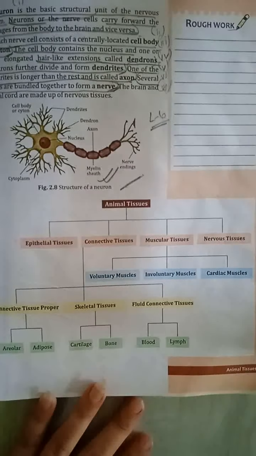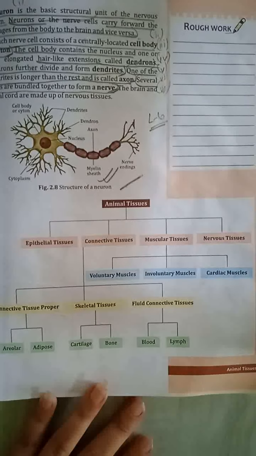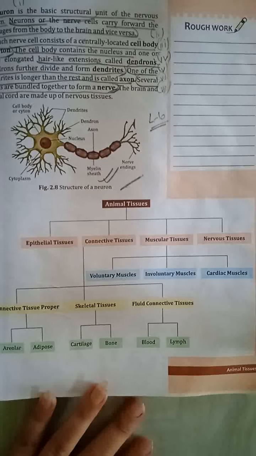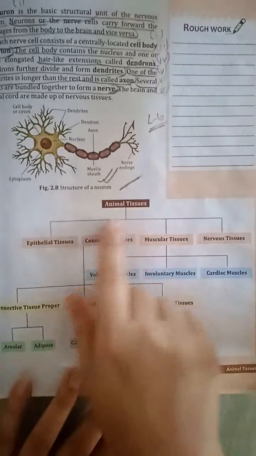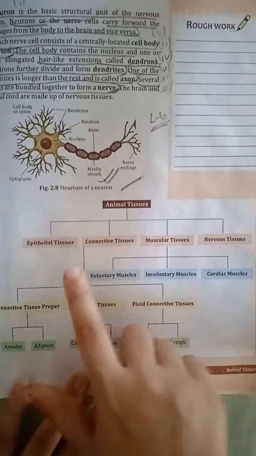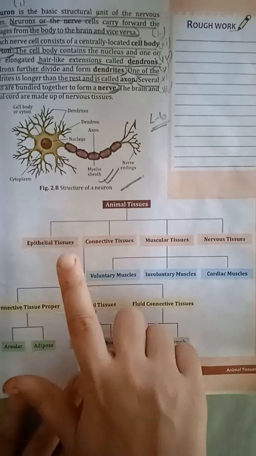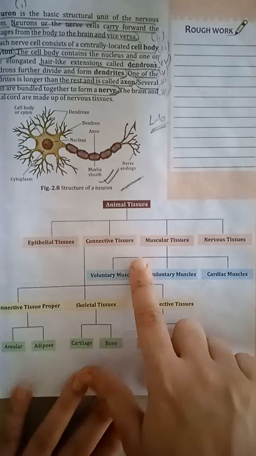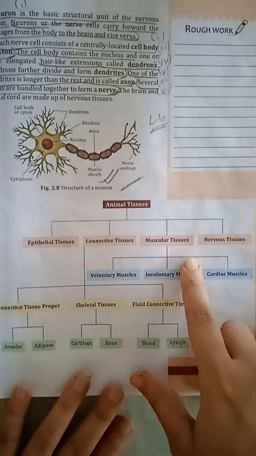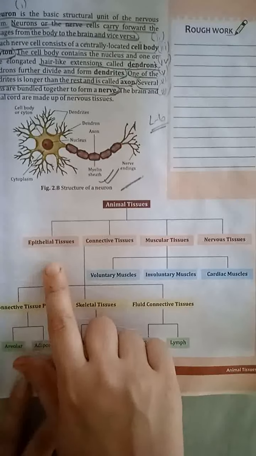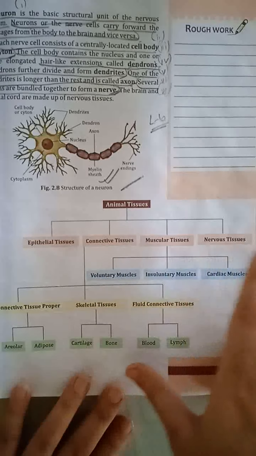So we studied about the classification of the animal tissues. Tissues are a group of cells which are grouped together to perform a specific function. These animal tissues are divided into 4 parts. First one is epithelial tissue, second connective tissue, third one is muscular tissue, and fourth one is nervous tissue. Epithelial, connective, muscular and nervous.